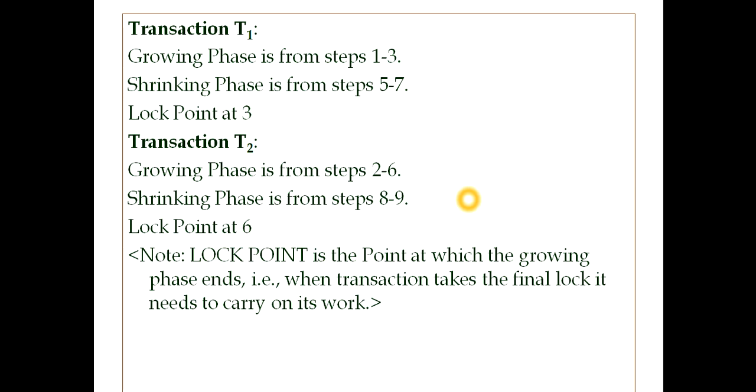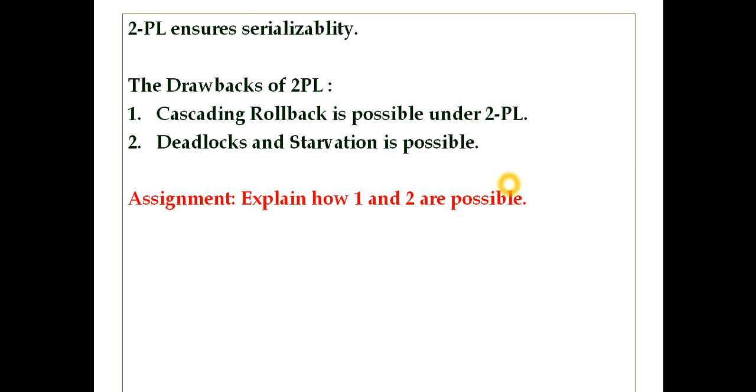IISc. Okay. So now we have to look at some benefits and drawbacks of 2PL also, meaning what it actually gives us and what the drawbacks of 2PL are. So 2PL ensures serializability, and you can consider this as the benefit or advantage of 2PL. Now, the drawbacks of 2PL are cascading rollback. Cascading rollback is possible under 2PL, and deadlocks and starvation are also possible with respect to 2PL.